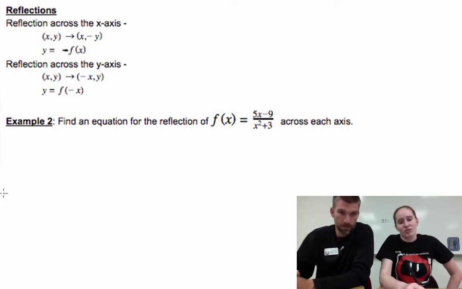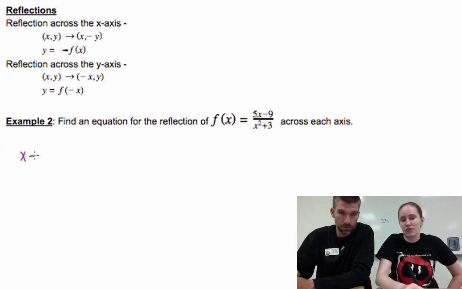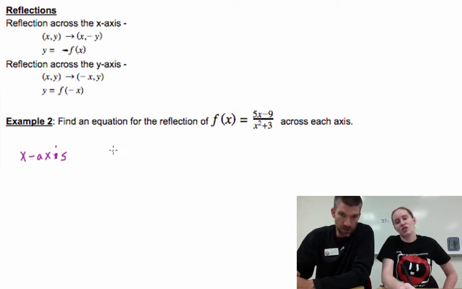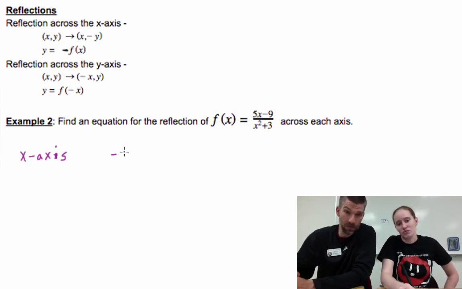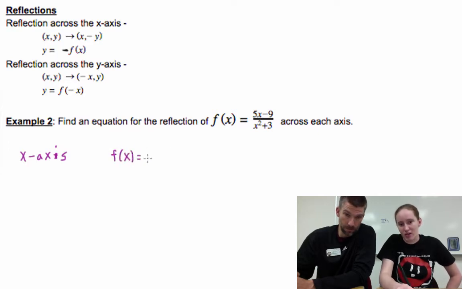If we are reflecting across the x-axis, let's do that first. What do we have to do? We have to make our y's negative. In other words, make your function negative. So, negative 5x minus 9 over x squared plus 3. That is correct. So our new f of x will become a negative in front, 5x minus 9 over x squared plus 3.